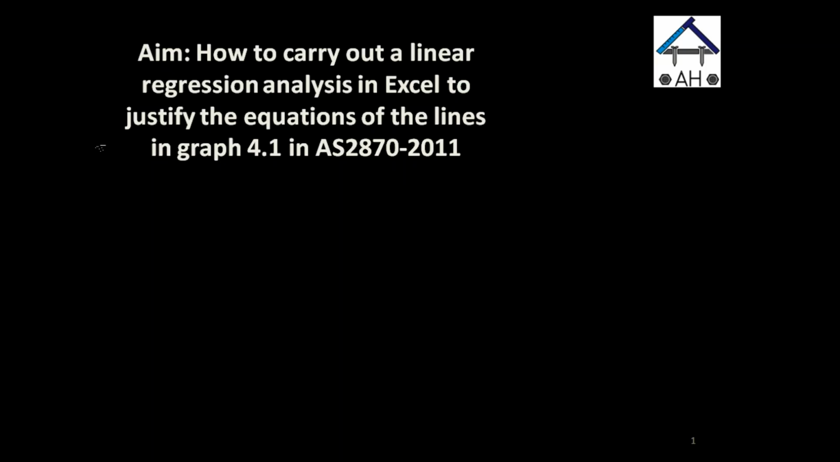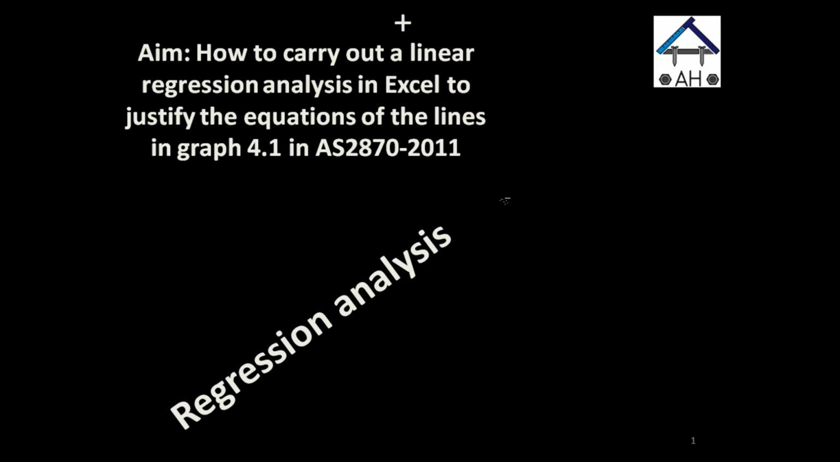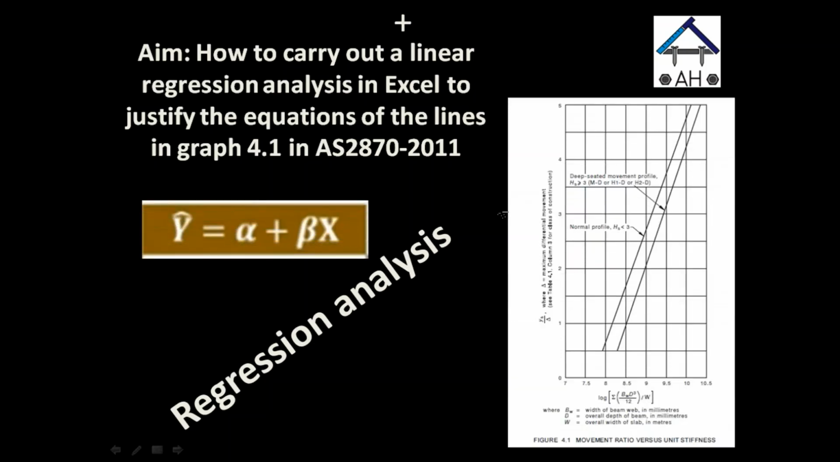Hi guys, I've had some positive feedback on the previous video we did about the process of using figure 4.1 in AS2870 to determine the minimum required slab depth for a particular site parameter. I've also received several emails asking about how to determine the equations of the lines in the log graph 4.1, so that we could use these equations in an Excel program without having to frequently go back to the graph to get the results via the x-axis and y-axis manually.